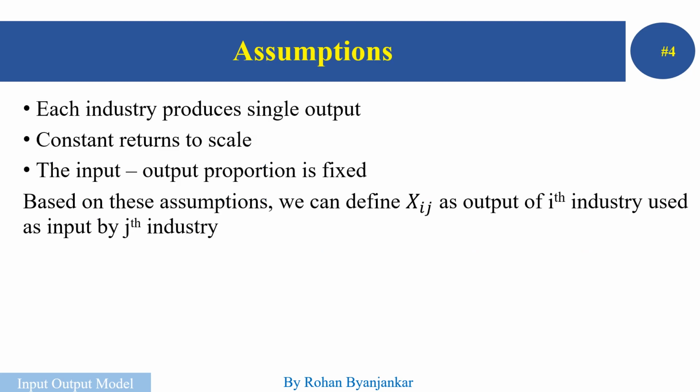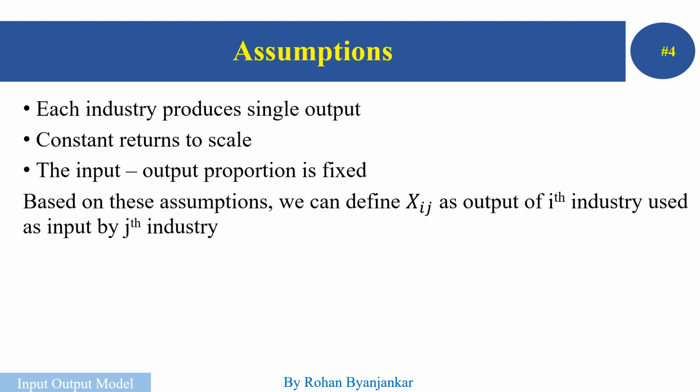So now let's proceed towards the assumptions. Each industry produces a single output, with constant returns to scale, and the input output proportion is fixed. It means that the production function is of the Leontief type. Leontief type means that if we use capital and labor in a certain proportion, then we cannot change that proportion. We can take the example of a plow. In a plow, there are two oxen and one man, and this ratio is constant. This is the typical and best example of the Leontief type production function.